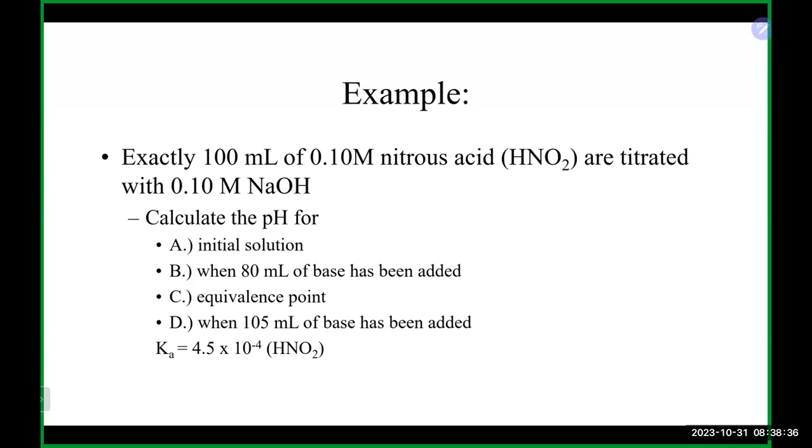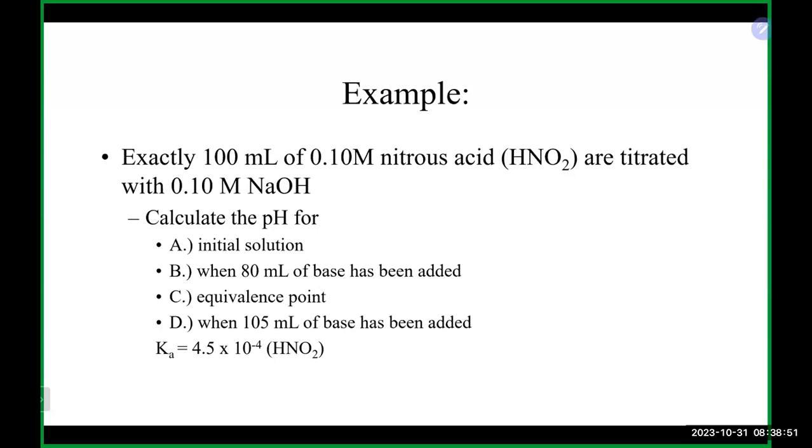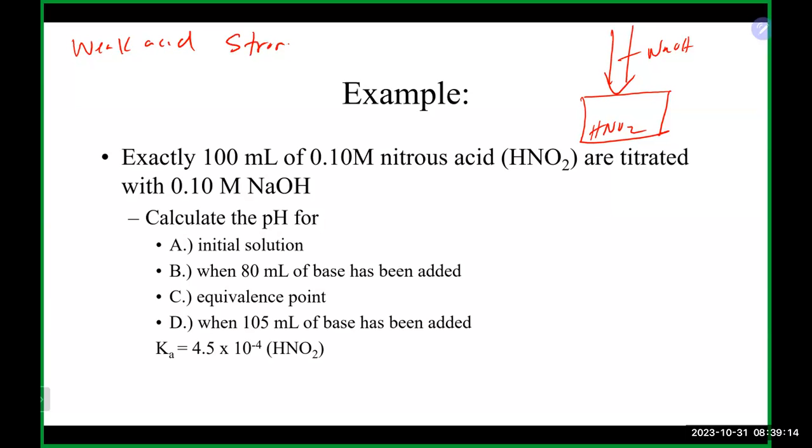All right. So we're going to do this titration here of 0.1 molar nitrous acid, and we're going to titrate it with 0.1 molar sodium hydroxide. We're looking at the pH at a number of different points. So again, for orientation purposes, we have our sodium hydroxide up in the burette, and we are adding it to our nitrous acid. We have a Ka value for our nitrous acid. So this tells us right off the bat we are doing a titration of a weak acid, because there's a Ka value, and sodium hydroxide is a strong base.